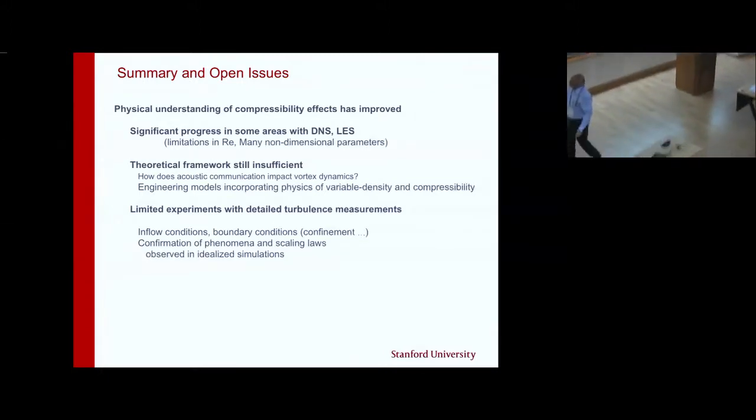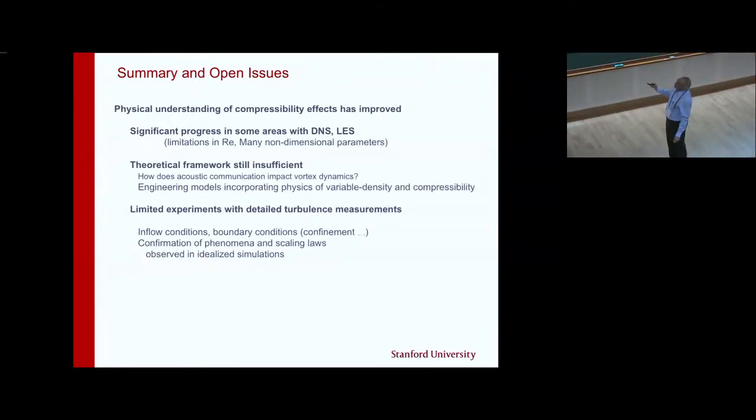So I think our physical understanding of compressibility effects has improved over the last couple of decades. DNS, LES numerical simulations have really come along and provided very useful insights. But Reynolds numbers, of course, remain limited, and there are many dimensionless parameters. I only described a few. There are other dimensionless parameters that are important that characterize initial conditions, boundary conditions, and so on, that have an influence, and so there has only been limited exploration of that.